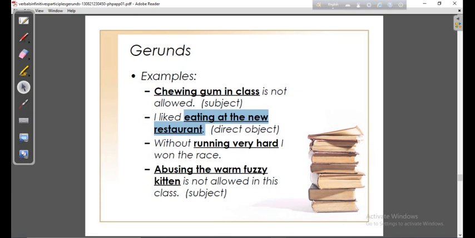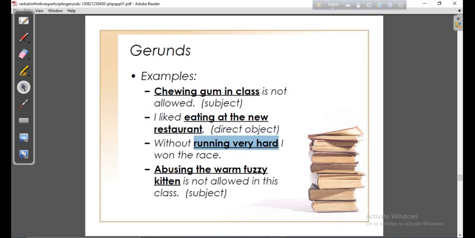Without running very hard. So without is the preposition and running is a gerund. And running very hard is a noun phrase.